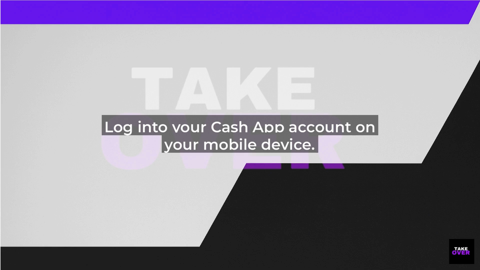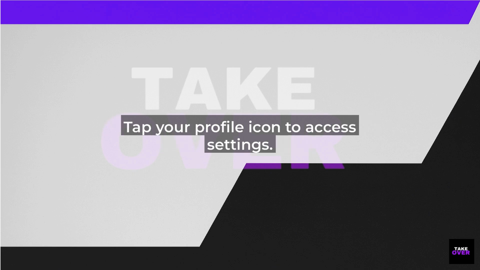First things first, make sure you're logged into your Cash App account on your mobile device. That's right, this process is typically done through the app itself. Once you're in, tap on your profile icon, usually found in the top right or bottom right corner. It looks like a person's silhouette. This will take you to your profile settings.